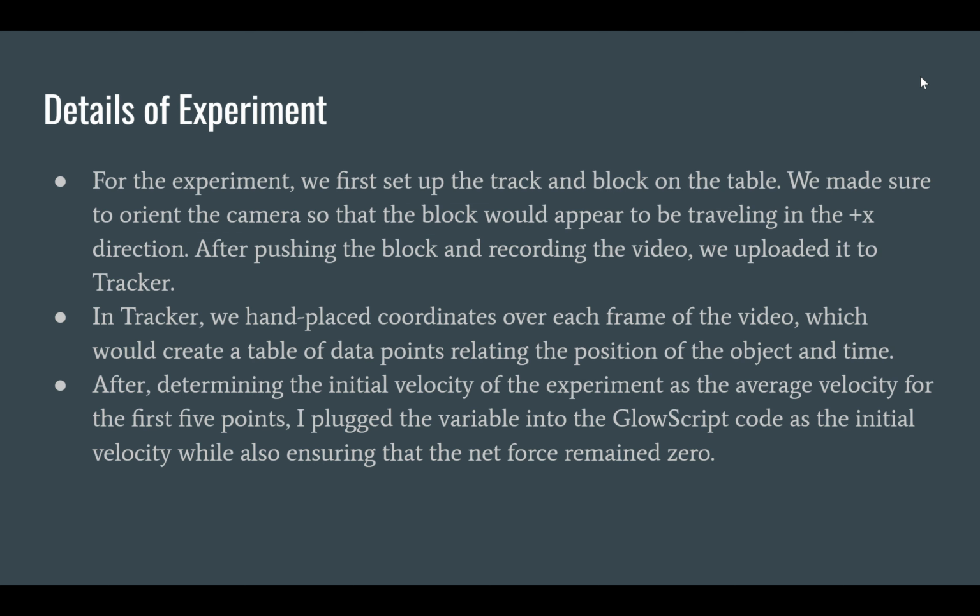Details of the experiment. For the experiment, we first set up the track and block on the table. We made sure to orient the camera so that the block would appear to be traveling in the positive x direction. After pushing the block and recording the video, we upload it to Tracker. In Tracker, we hand-place coordinates over each frame of the video, which will create a table of data points relating position and time. After determining the initial velocity of the experiment as the average velocity for the first 5 points, I plugged the variable into GlowScript code as the initial velocity while also ensuring that net force was still zero.